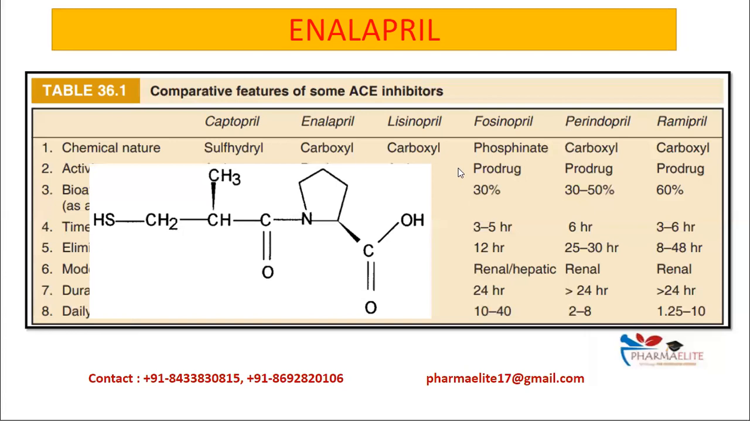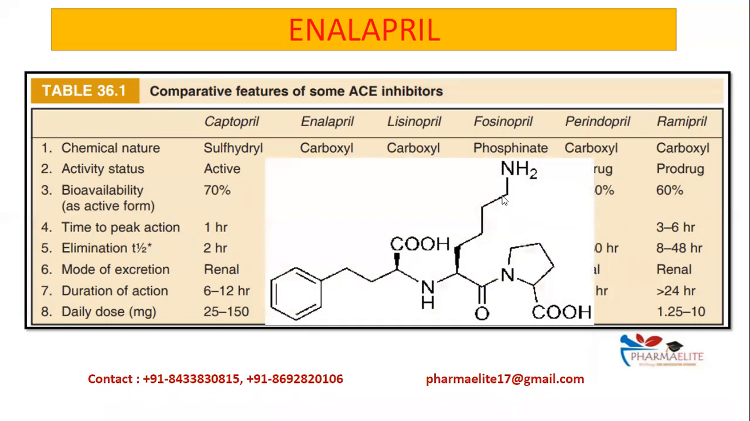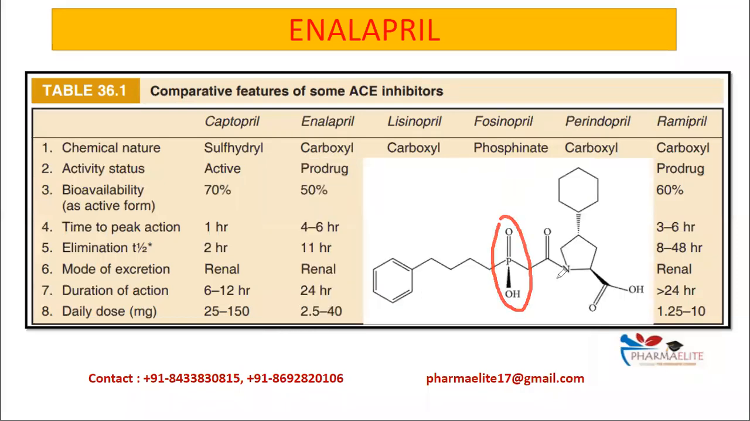Enalapril structure we just now saw, it also has a carboxylic group. Then lisinopril, this is the structure of lisinopril. Even this has a carboxyl group here, and one is present here. Next is fosinopril. Fosinopril has a phosphonate group. So phosphonate group is this, P double bond OOR, the phosphonate group that is present here in fosinopril.